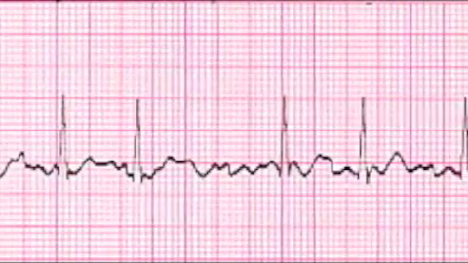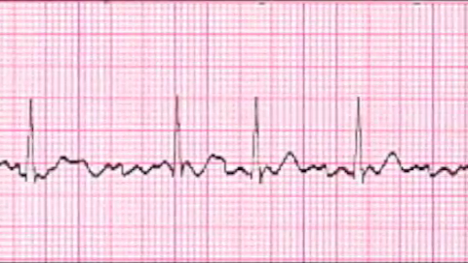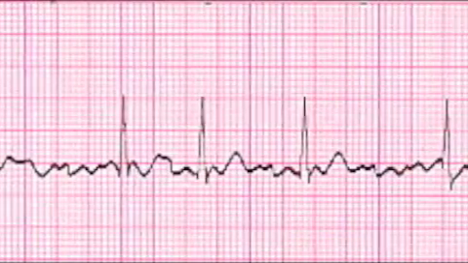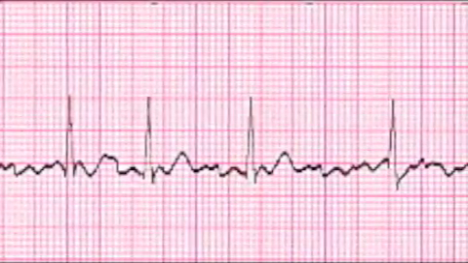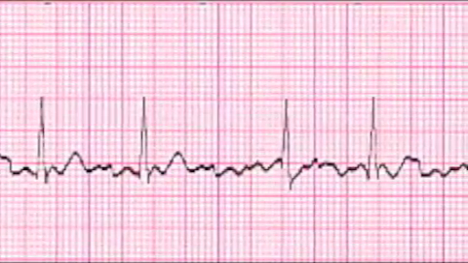This next strip is what's called atrial fibrillation. The rate I'm unsure about; we'd have to look at a longer strip. The rhythm is irregular, and that's the classic sign. Irregularly irregular, and no P waves.